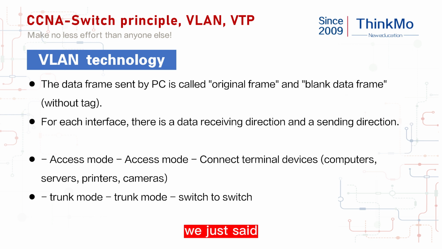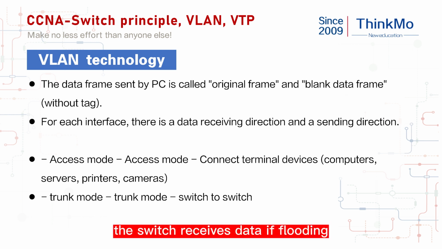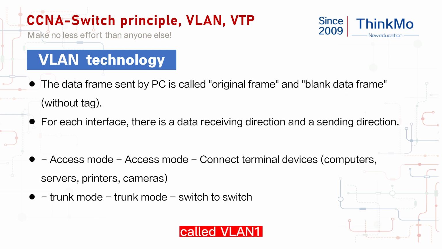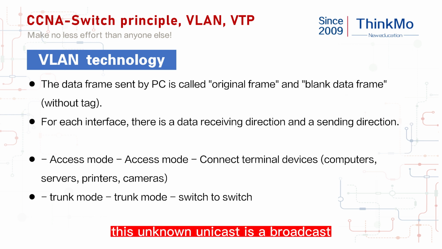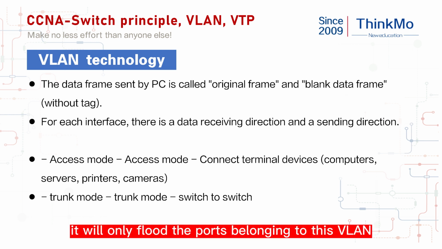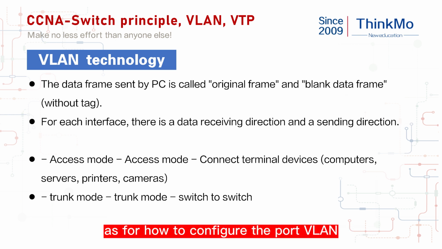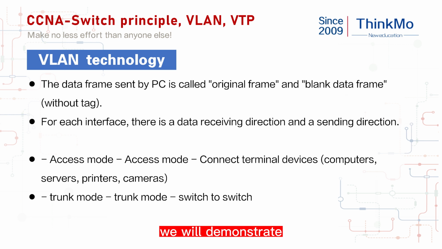We just said, if the switch receives data and floods, then it floods all interfaces, because all interfaces are in the same VLAN by default, called VLAN 1. If the VLAN is divided in the future, when an interface has received data, for example unknown unicast or broadcast, it will only flood the ports belonging to this VLAN. As for how to configure the port VLAN, we will demonstrate.